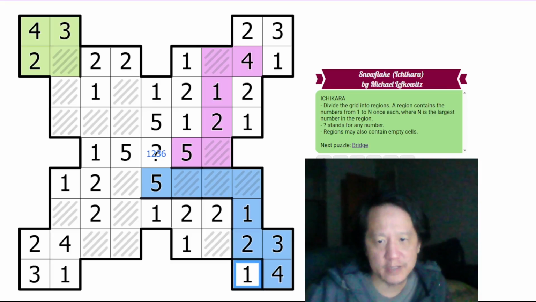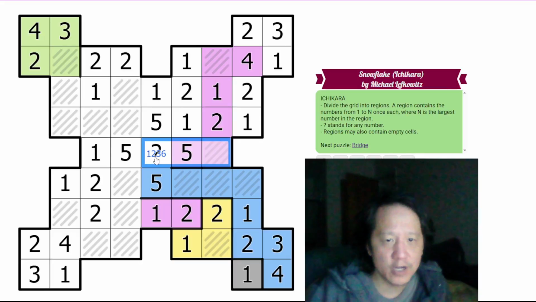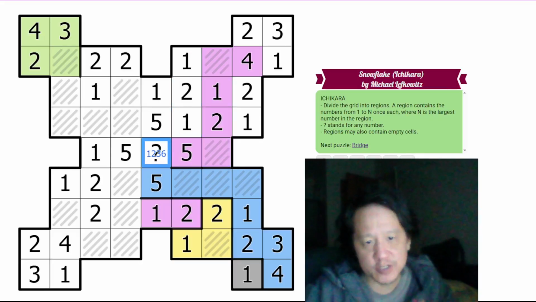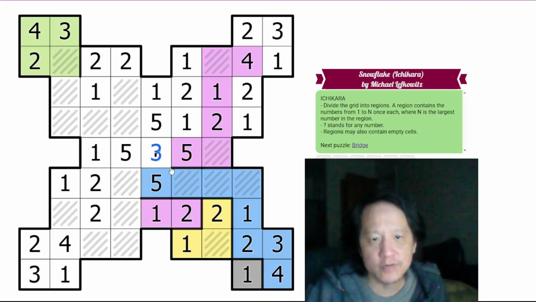This is a 1 by itself. This 2 needs access to a 1, so we have 2 and 1 here. This 2 needs access to a 1, so we have 2 and 1 here. So that's done. This 5 needs access to a 3, and it's going to be blocked by the 1s and 2s. Therefore, this must be 3, and this must be part of it. And therefore, it's blocked from the rest. So this is done this way. So this is pink.